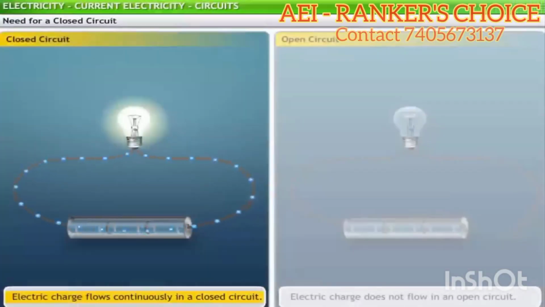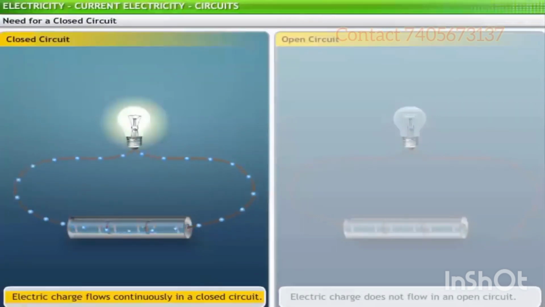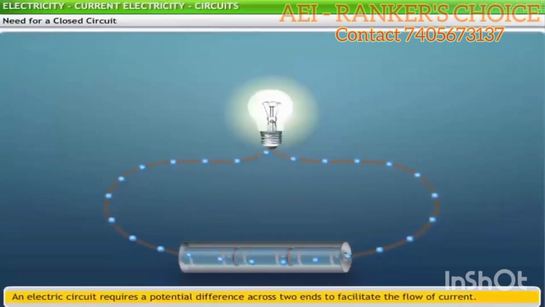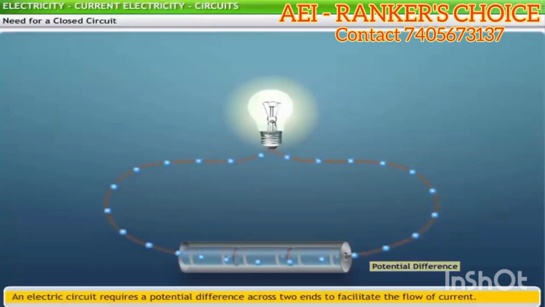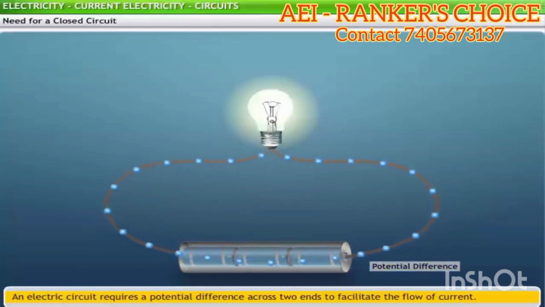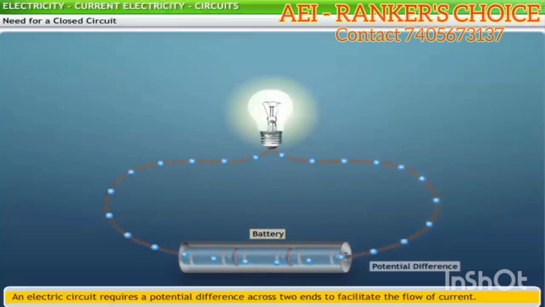A closed loop through which charge can continuously move is referred to as a closed circuit. If the loop is not complete, then charge stops flowing, and such a circuit is known as an open circuit. Also, for continuous flow of charge, there should be an electric potential difference across the two ends of the circuit. This potential difference is usually maintained by the use of a cell or a battery.